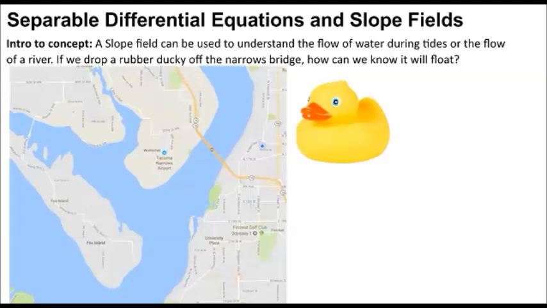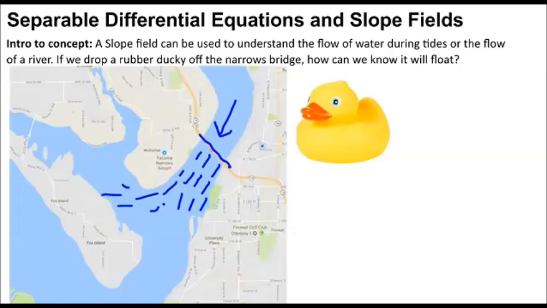And one way we can start to think about that is with a slope field. And so I'll give you an example in here. Let's say the water is flowing inward. It's an inward tide. And here's our Tacoma Narrows Bridge right here. And so what a slope field will tell us is the direction that the water is flowing. And so we can see here the water's flowing. I'm sort of making this up as I go, but it's just an example to illustrate.